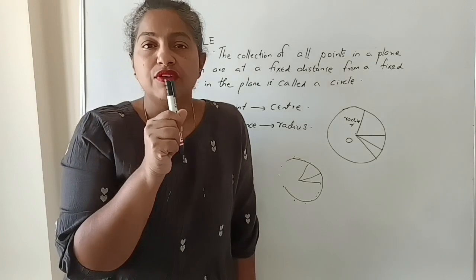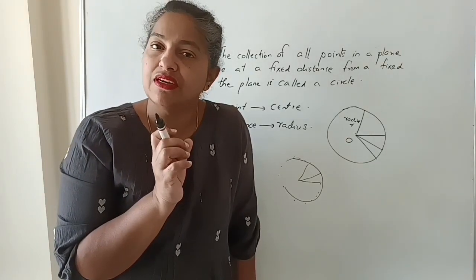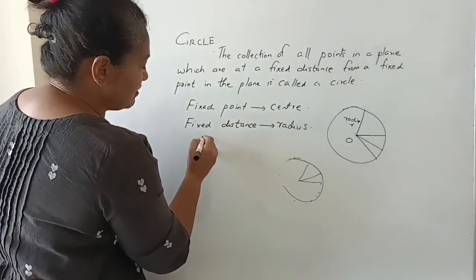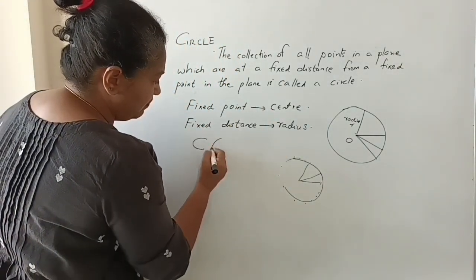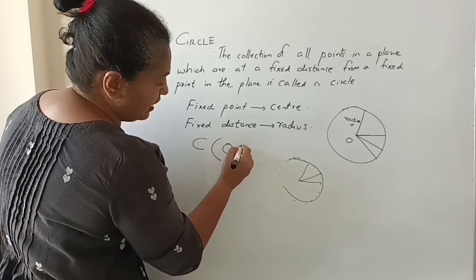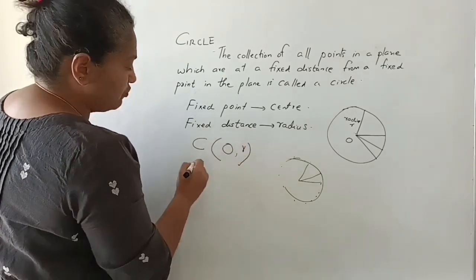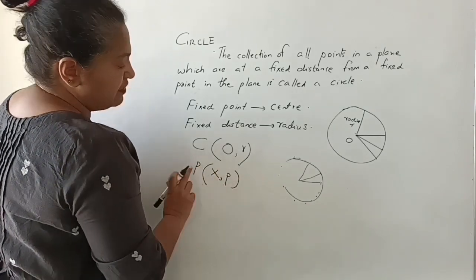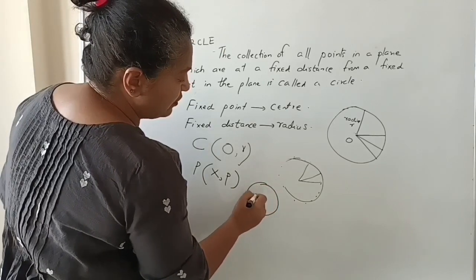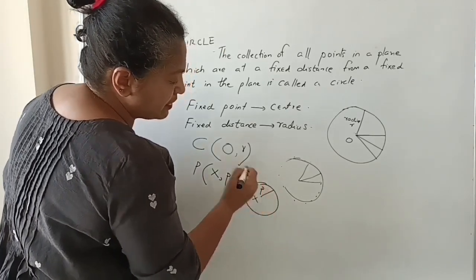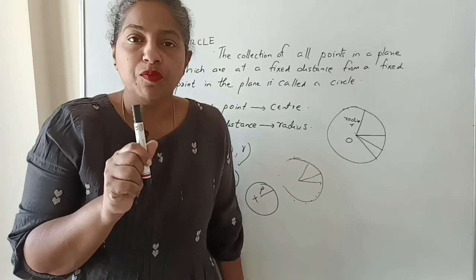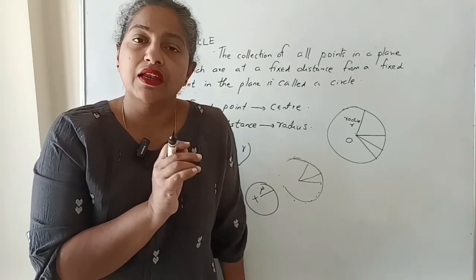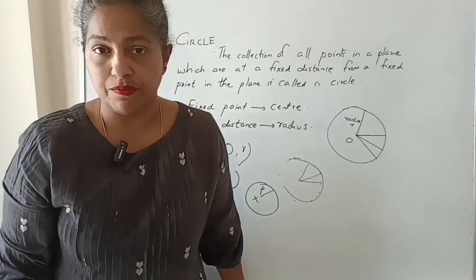As you very well know, that fixed point is called the center and the fixed distance is called the radius. Now whenever you are representing a circle, we represent it as C, and in the bracket, this is the center and this is the radius. Suppose we have another circle P. It basically means P is a circle whose center is denoted by X and the radius is given as P. Okay, so now I hope you are clear with the definition of a circle, what is radius, what is center, and how to represent a circle in this form.